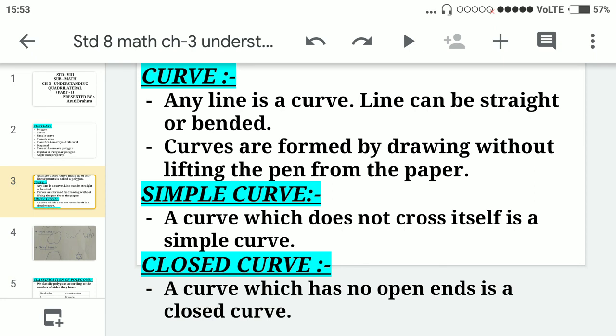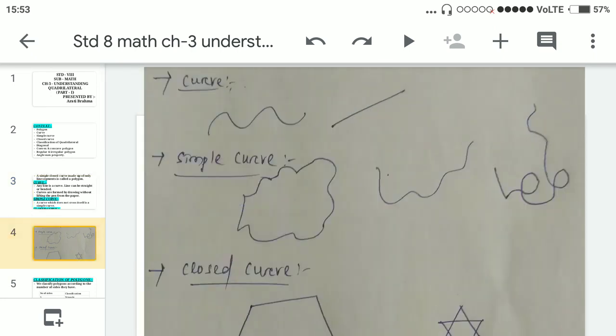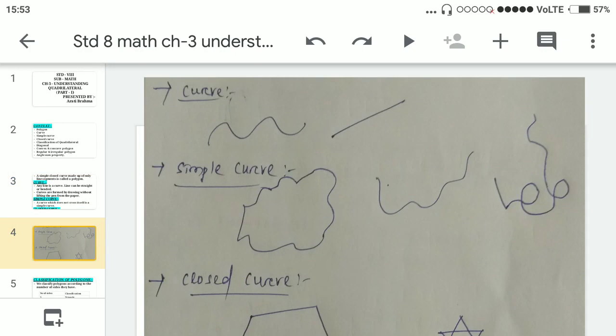Now see this figure, you will be able to understand it. The first one is a curve, the second one is a straight line, so both are included in curve. Then simple curve: the first and second figures are simple curves, but the third one is not a simple curve. Why? Because it is intersecting in nature. So the third figure we cannot say is simple, but the first and second we can, because they are not intersecting.